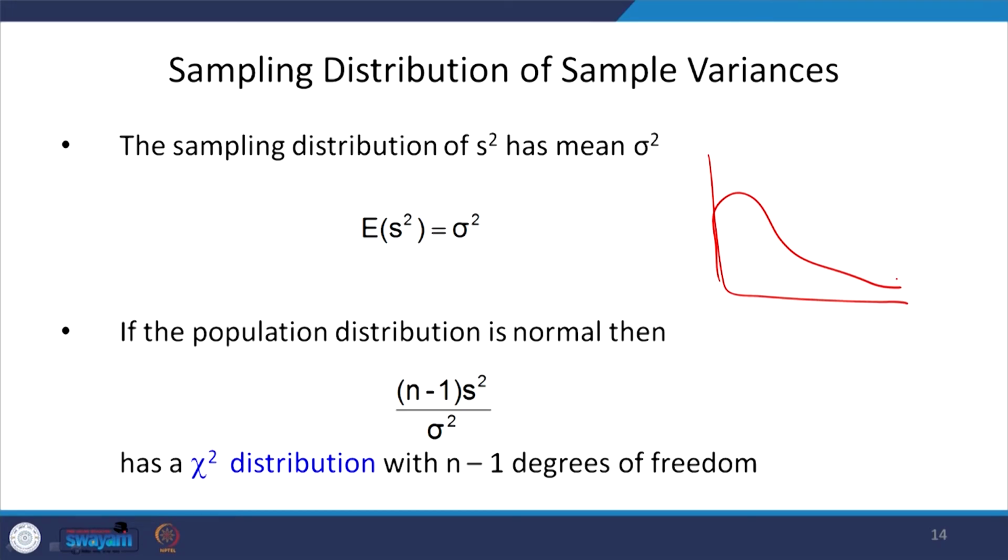So, another important result is, if the population distribution is normal, then there is a relationship between sample variance and population variance. That relation is (n minus 1) s square divided by sigma square has a chi-square distribution with n minus 1 degrees of freedom. So, this x axis is nothing but (n minus 1) s square divided by sigma square. This is nothing but our chi-square distribution. You may see there is a similarity, intuitively you can connect with the normal distribution, which we will see in the next slide.